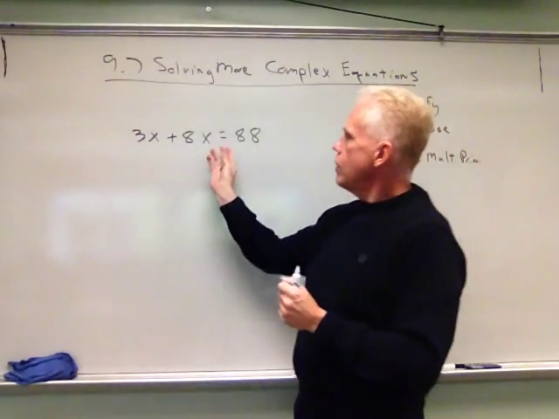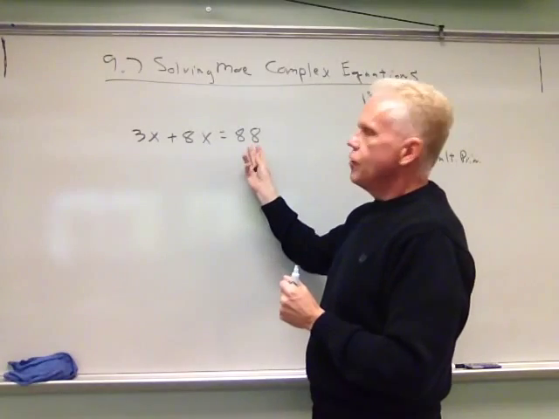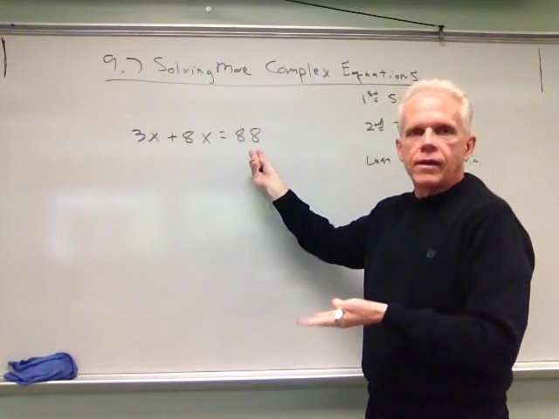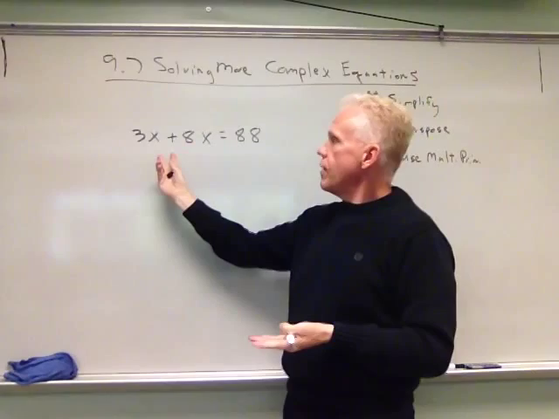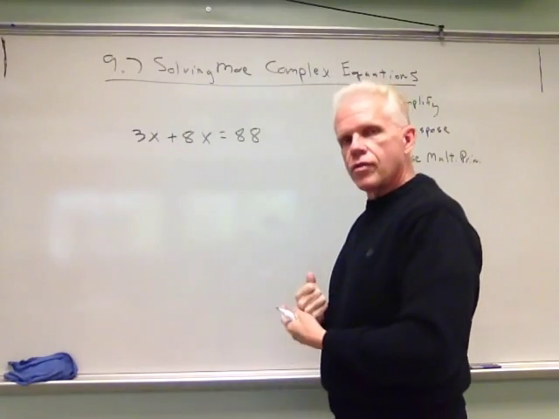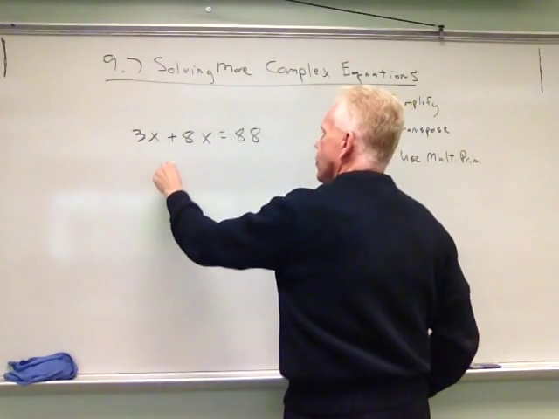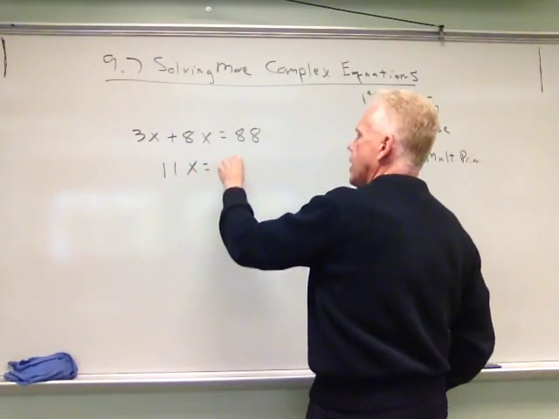So when I look here, here's the equal. On the right side, there's an 88. I can't simplify 88. 88 is 88. When I simplify right here, 3x plus 8x, what is that? Of course, 11x. Good. 11x equals 88.